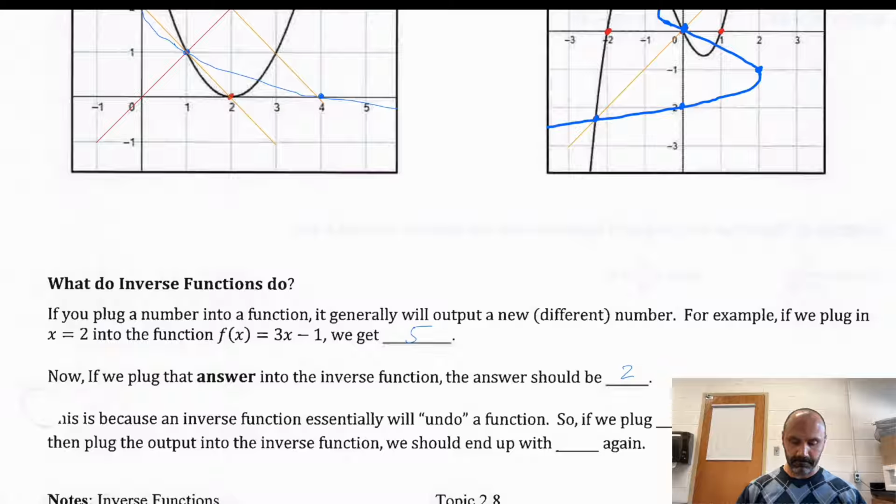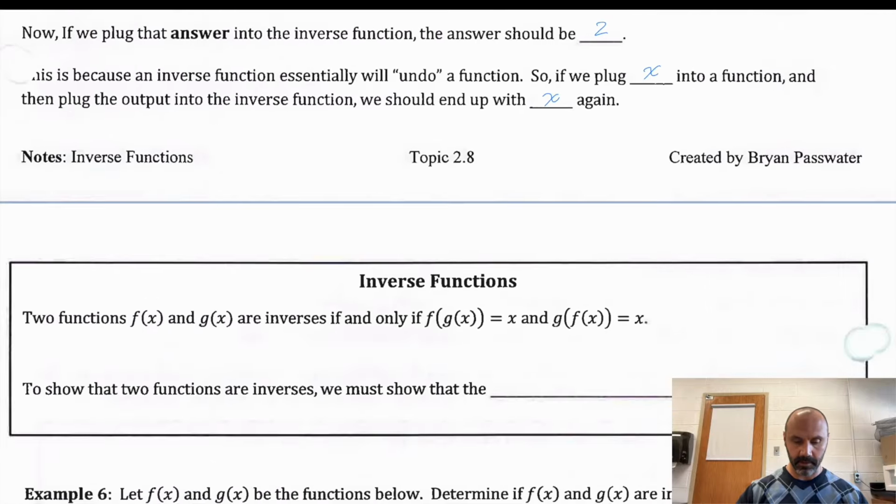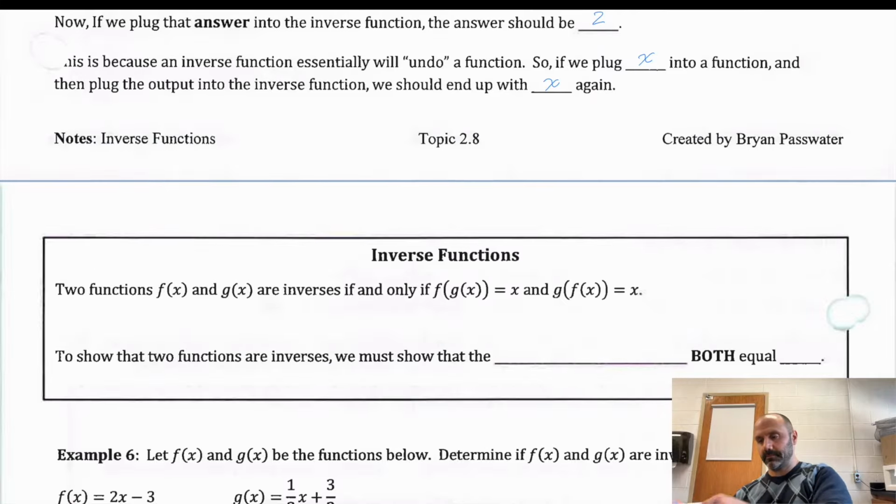Right? Inverse functions undo a function. It's just switching the input and the output. And so if you plug any number x into a function, and then plug the output into the inverse, you should end up with x again. Okay, and so that's one way of checking functions.